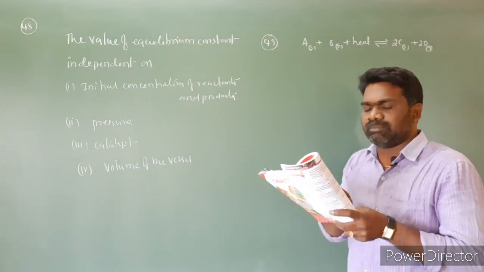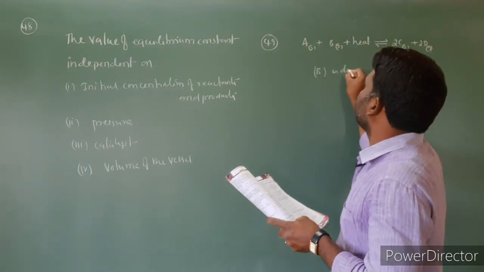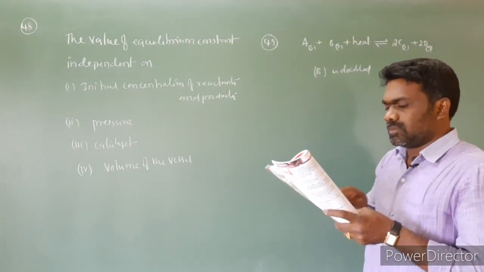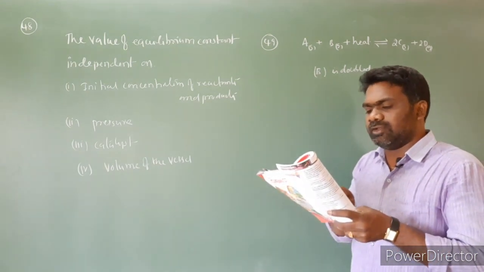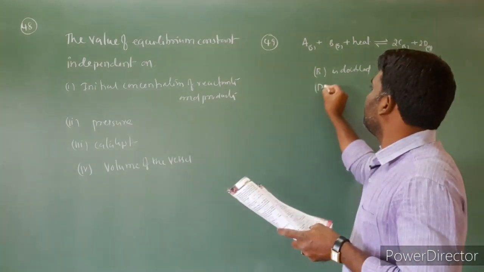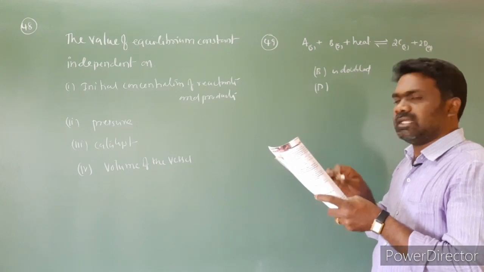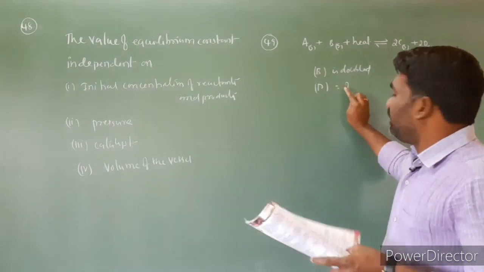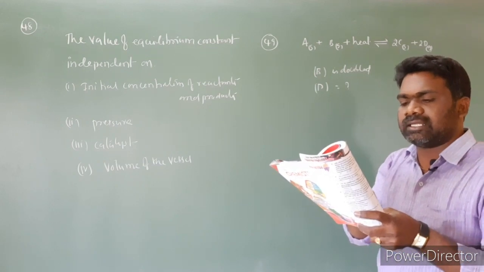At equilibrium, the concentration of B is doubled. Next, by what factor should the concentration of D change to retain the equilibrium? So we have to find out the factor for D.